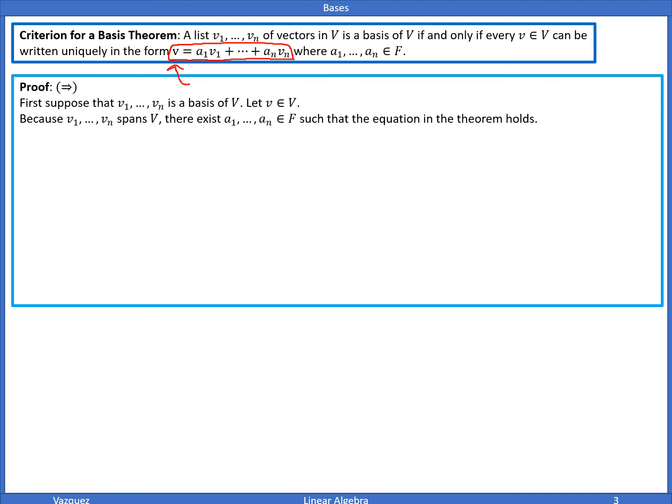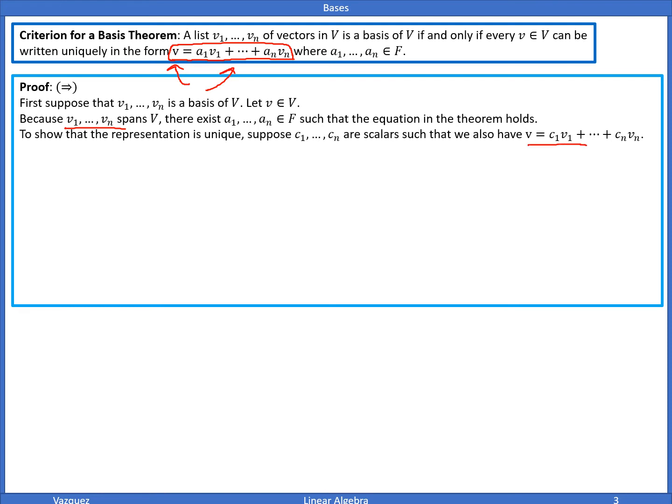This V right here, because V1 through Vn spans V. So, to show that the representation is unique, we're going to suppose that we also have scalars C1 to Cn, such that we can also write V as C1 times V1 plus dot dot dot all the way to Cn times Vn. In other words, we're saying there's another way we can write this, because that's how we show uniqueness. We assume there's two and show that they're exactly the same one.